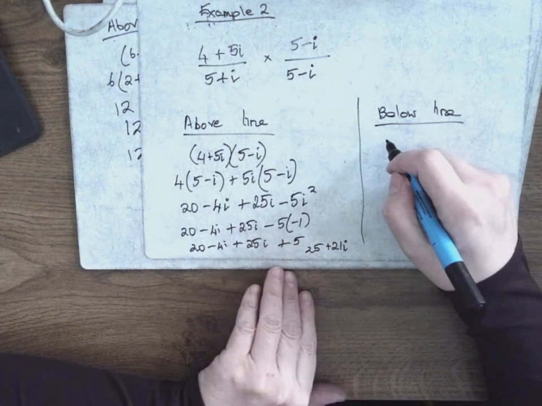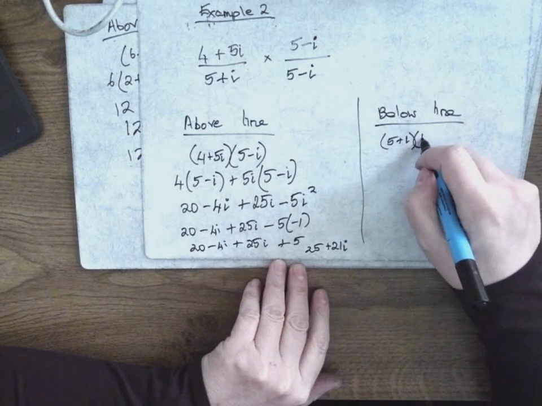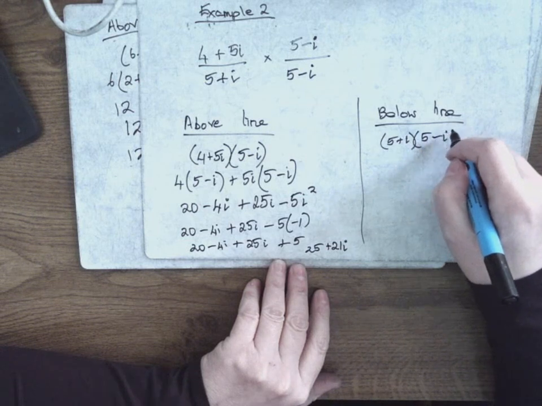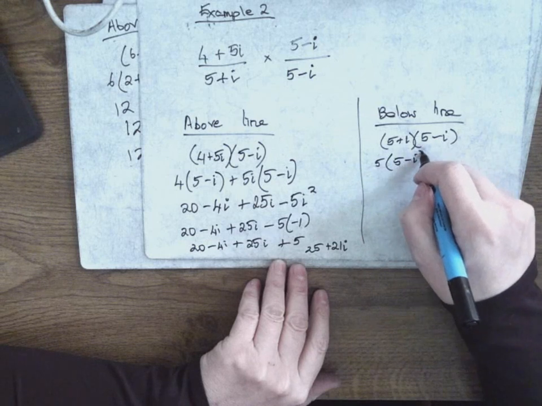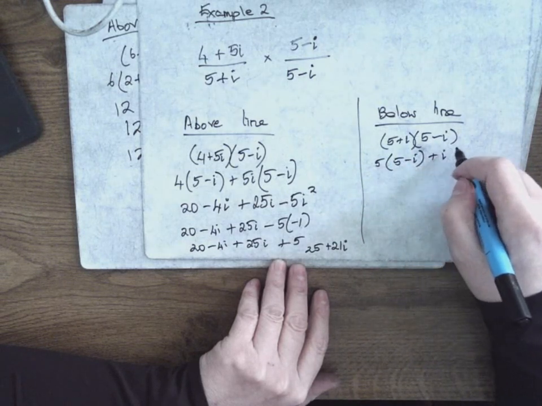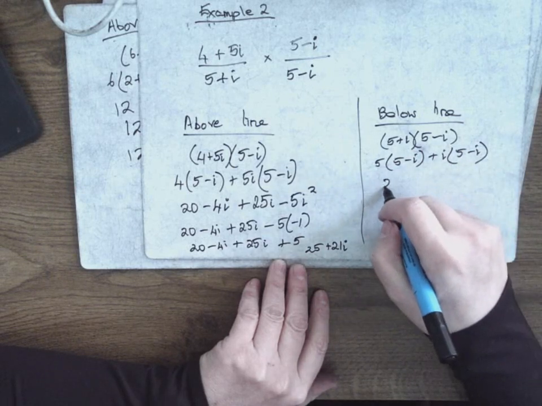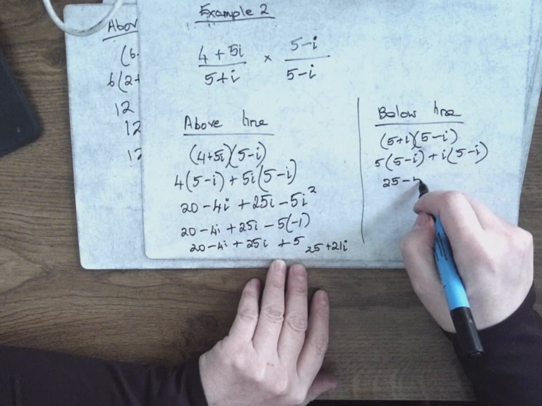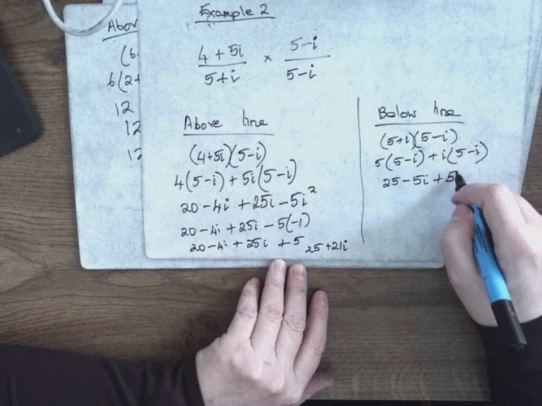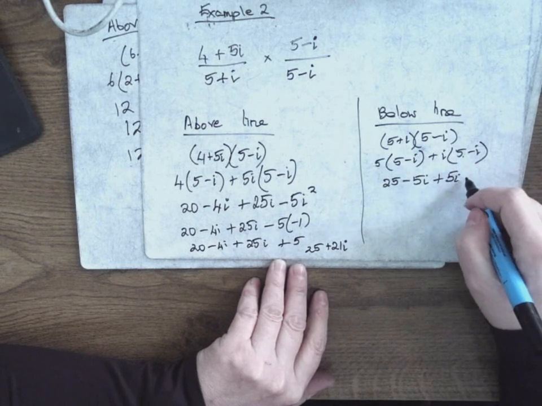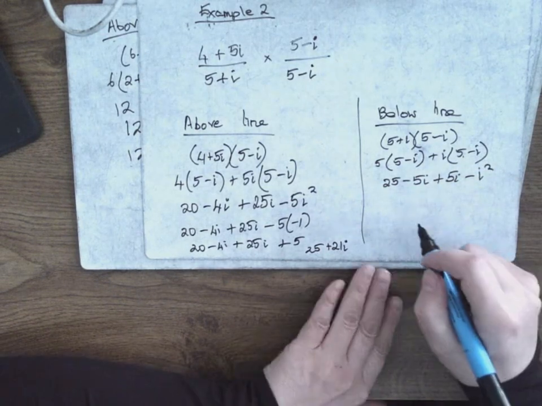Below the line, I want to multiply 5 plus i by 5 minus i. So split up the first bracket, write the second bracket down twice. So it's 5 by 5 minus i plus i by 5 minus i. Multiplying, 5 by 5 is 25, 5 by minus i is minus 5i. Plus i by 5 is plus 5i, and plus by a minus is a minus, i by i is i squared. The minute you see an i squared, replace it with a minus 1.